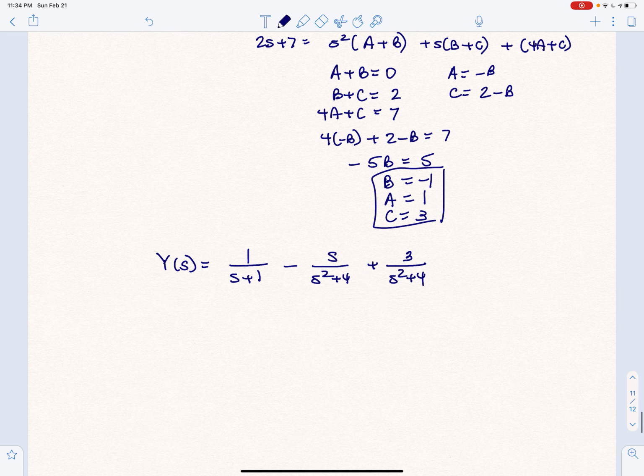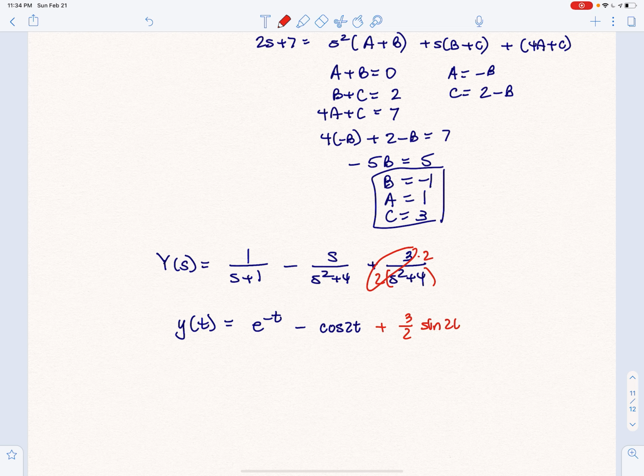So now the inverse transform, which is the solution to the differential equation, the moment we've all been waiting for. The inverse transform of 1 over s plus 1 is just e to the negative t. The inverse transform of s over s squared plus 4 is just cosine of 2t. Now remember how this has to work. We're expecting a 2 up here, so a 2 down here. So that means that the inverse transform of 3 over s squared plus 4 is 3/2 sine of 2t. And there we have it.